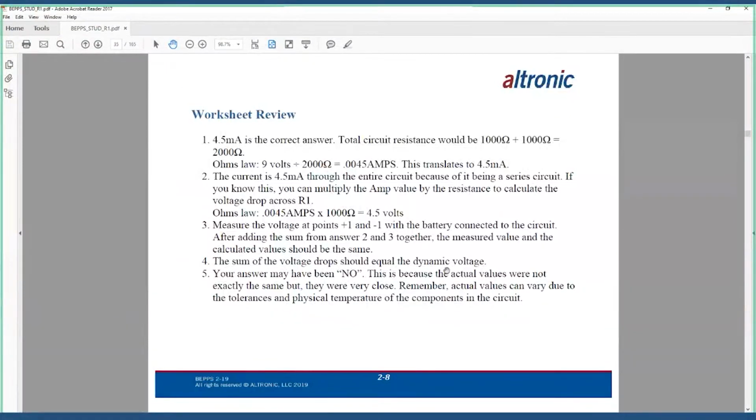That is always true. Your answers may not have matched exactly. This is because the actual values were not exactly the same, but they were very close. And that falls right in line with what I just said about the tolerance of the resistors, the heat of the resistors, and the voltage level on the actual battery.